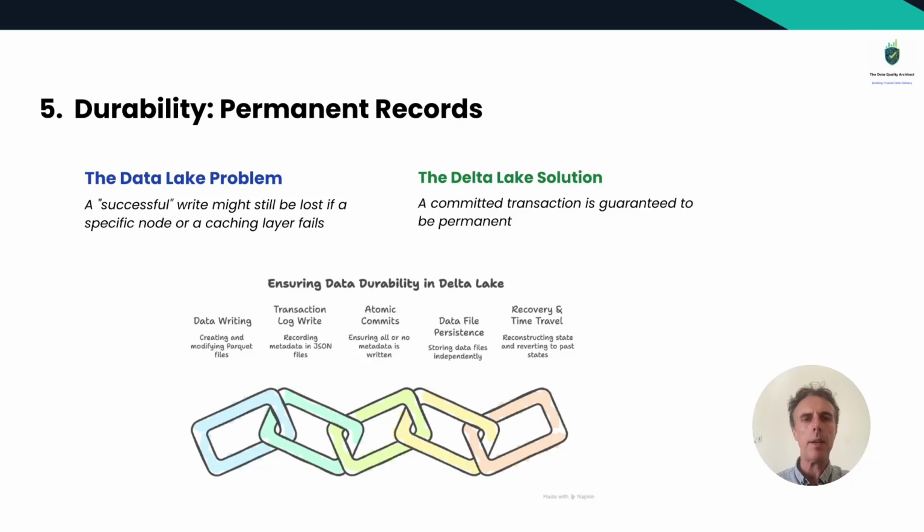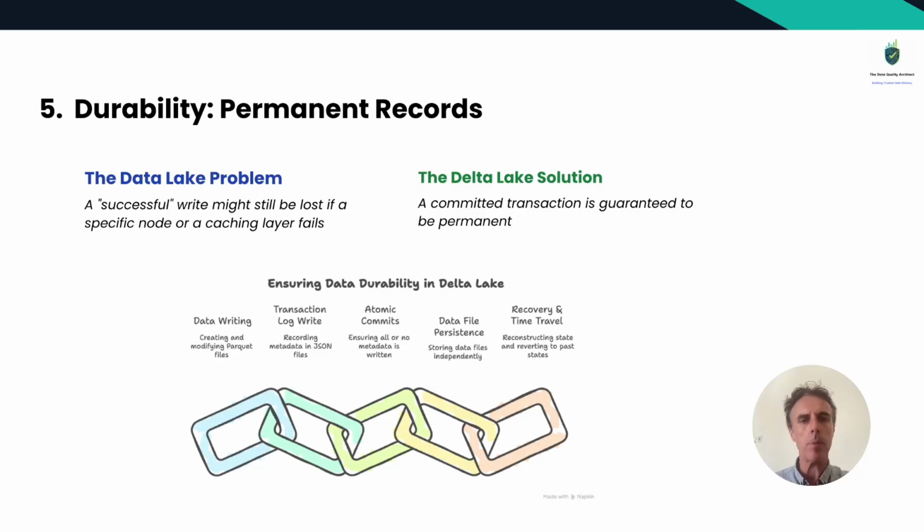And finally, durability, which is the property that once the system says success, the data is committed to non-volatile storage. So since Delta writes to highly available cloud storage like S3 or Azure Data Lake Storage, for example, and the transaction log itself is stored there, we inherit the massive durability of those cloud providers.